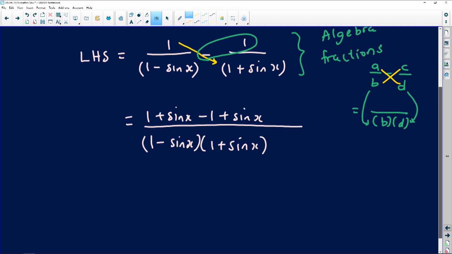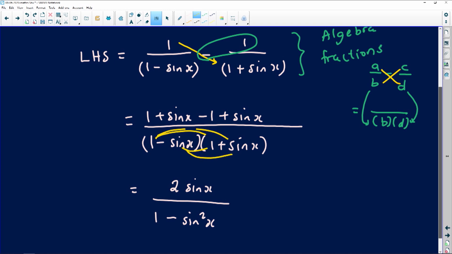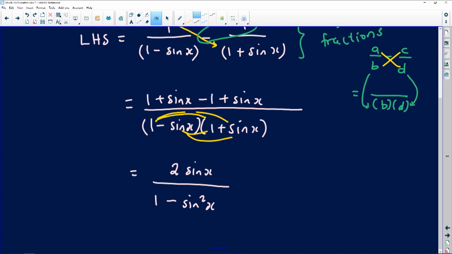Okay, cool. So let's see what we can do cleaning this up. On the numerator, 1 subtract 1 cancels out, and sine and sine give us 2 sine x when you add them. On the denominator, if your algebraic skills are up to scratch, you should notice that you're dealing with the difference of 2 squares: 1 minus sine, 1 plus sine, which becomes the first thing squared minus the second thing squared. If you don't want to do that, you can do all the multiplying, 1 times 1, 1 times sine and so on, and you will eventually end up with 1 minus sine squared x. But if your algebra is up to scratch, you will notice you're multiplying 2 brackets that lead you to the difference of 2 squares.